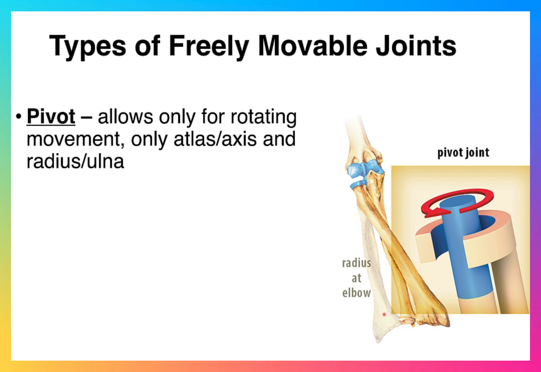The third type is known as the pivot joint. I actually discussed this a little bit last week when I was talking about how the radius and the ulna function together. This allows rotation in movement. Two examples of this are the atlas and the axis. If you remember, the atlas is the C1 vertebra that holds the skull up, and the axis is the C2 vertebra that allows the skull to turn from right to left. And then the ulna radius joint.